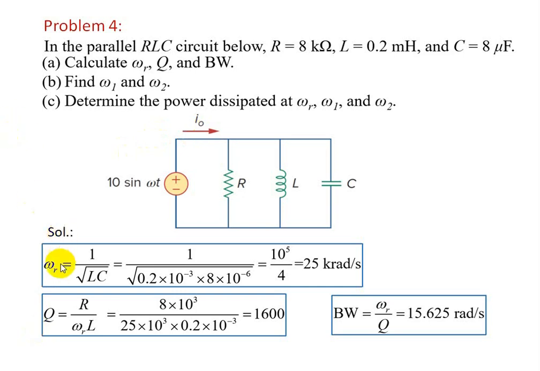So already we have the formulas. Omega r is 1 by under root LC. Substitute the values, we get this value as 25 kilo radians per second. So the L value is 0.2 millihenry, whereas capacitance value is 8 microfarad. Then quality factor Q is R by omega r L. Substitute the values, we get Q factor as 1600. And the bandwidth equation is omega r by Q, and its value is 15.625 radians per second.